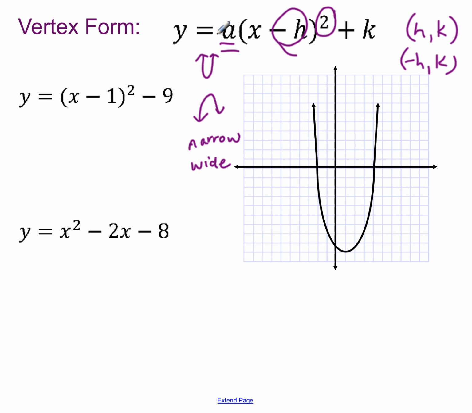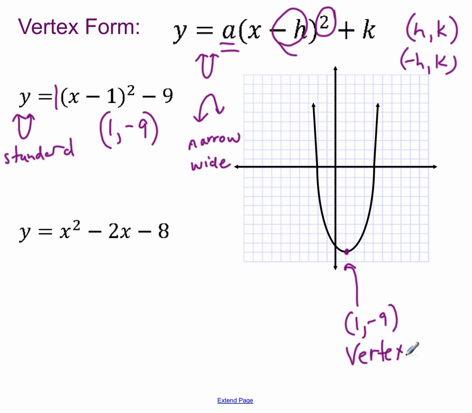So if I look at this first example, I see that my A term is 1. I know it's a parabola because it's x squared. So I know that this is going to open up, and I know it's going to be standard width. Now, h is the opposite of -1, so my vertex should be at +1, and then it's going to be at -9. So my vertex is at 1, -9, which is right here. Very important point in the graph. 1, -9, also known as the vertex.